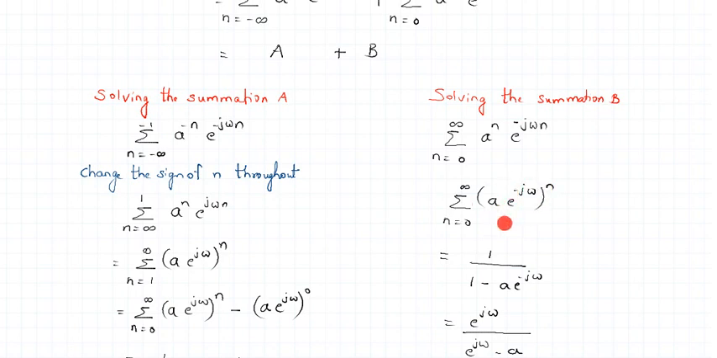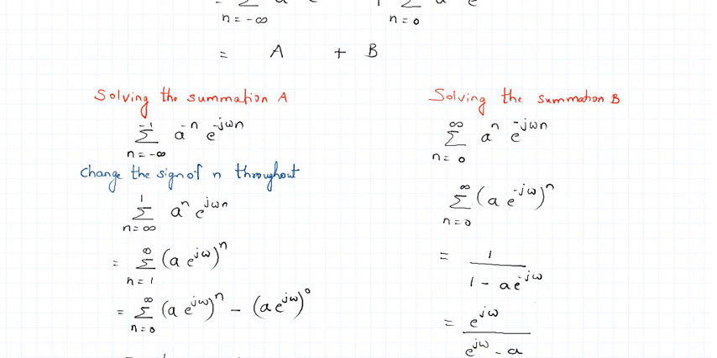And now we'll apply the identity. 1 upon 1 minus a gives me 1 upon 1 minus a e raised to minus j omega, because what is my a here? This is the a term. So 1 upon 1 minus a e raised to minus j omega. This is the equation of the B part.